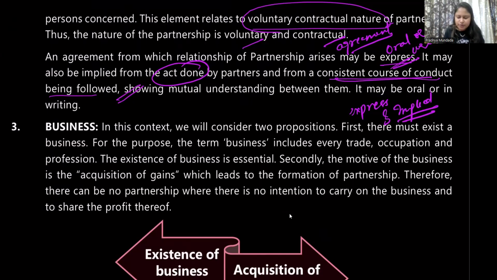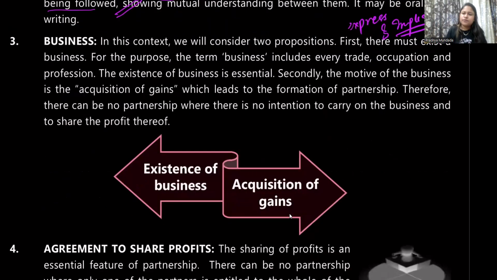So it may be express or implied, showing mutual understanding between them, and it may be oral or in writing. Then business. I told you, you cannot have a partnership for charity. Never possible. So partnership is compulsorily only for profits. In this context, we will consider 2 propositions. First, there must exist a business. The term business could be you do trade, you do any kind of service, you do anything in partnership, it's okay. But the intention must be to earn money.